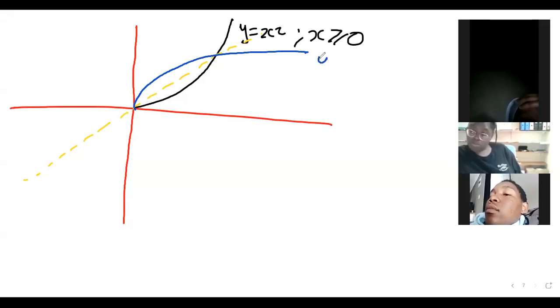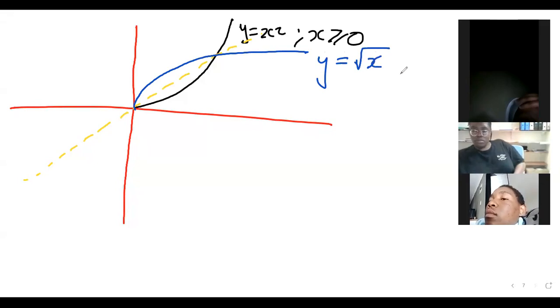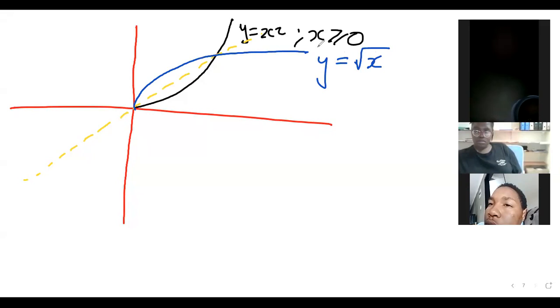This inverse is y equal to root of x. So that will be y is equal to the root of x. Okay, so you have restricted the domain. This is a domain restricted.